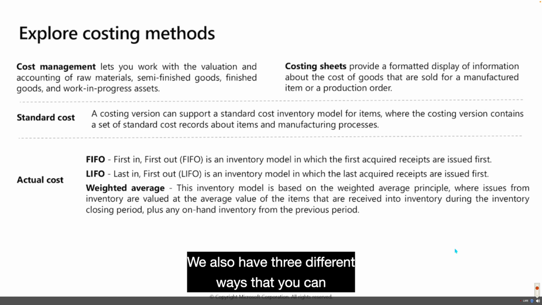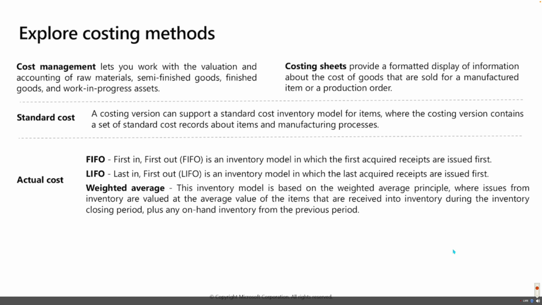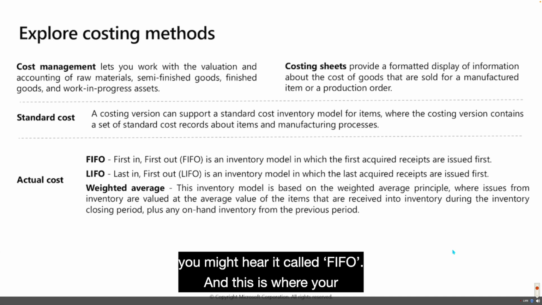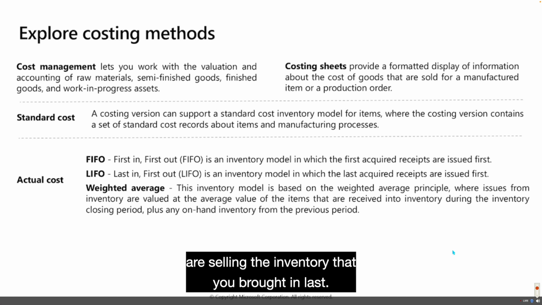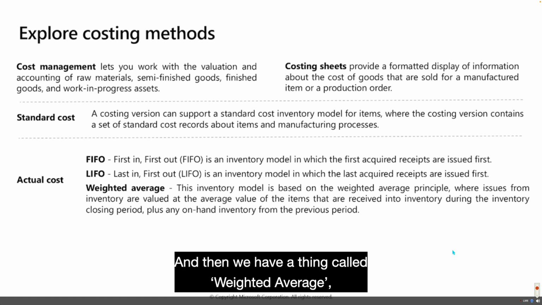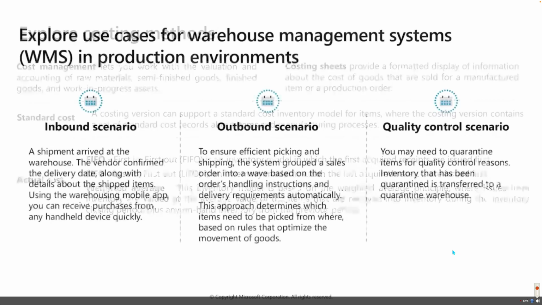We also have 3 different ways that you can calculate the actual cost for your inventory. First, we have what's called first in, first out, or you might hear it called FIFO. And this is where your company is selling the product that they bought in first. Whereas LIFO, or last in, first out, is where you are selling the inventory that you bought in last. And then we have a thing called weighted average, which is basically where you average the cost of the inventory and how much you sell over a period.